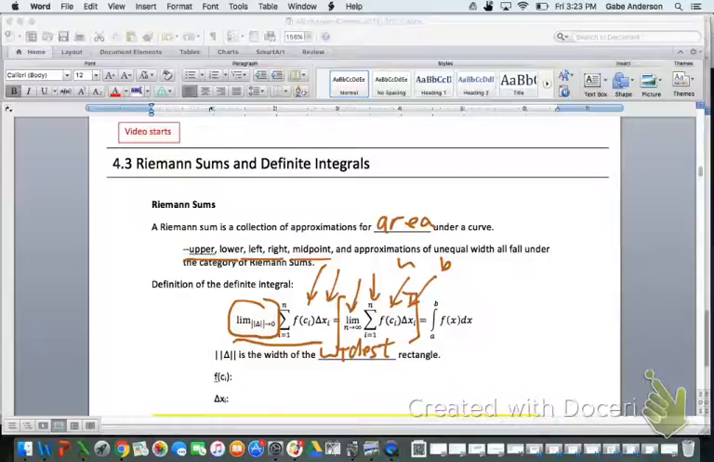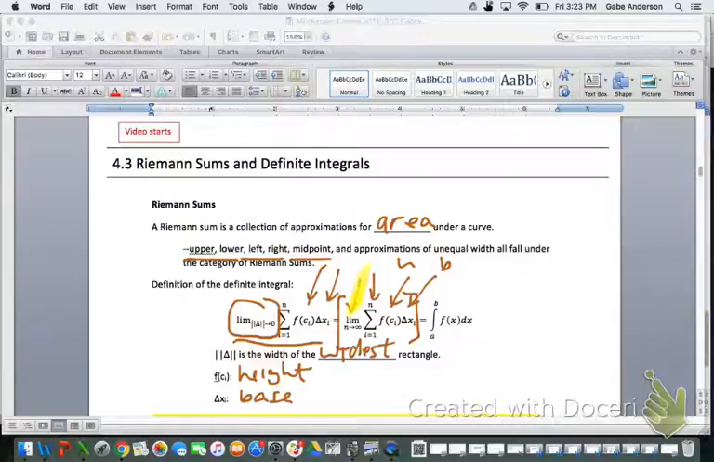So if the width of the widest rectangle is heading towards 0, then wouldn't that mean that the width of all the rectangles are heading towards 0? And so the f of c is still the height, just like before, and the delta x is still the base length. So base times height is area. Because the widest rectangle's width is going towards 0, the rest of the rectangles' widths are going towards 0, which means there's an infinite number of rectangles, which is what we've been talking about. It's just a different expression for it. So those two things are equal.